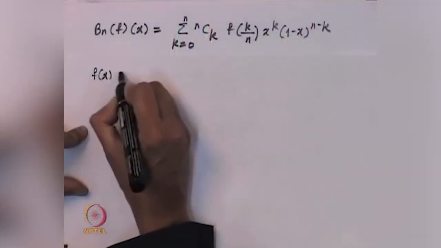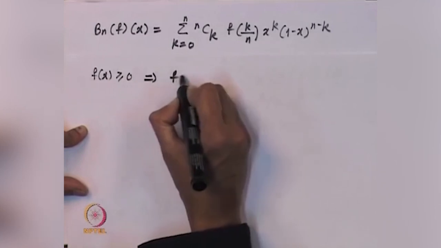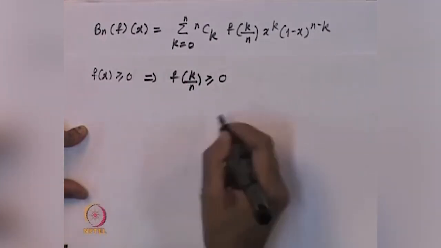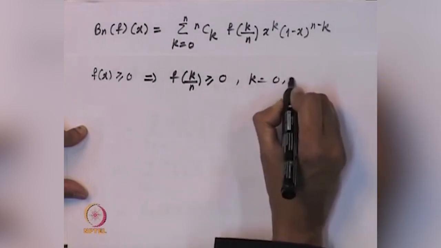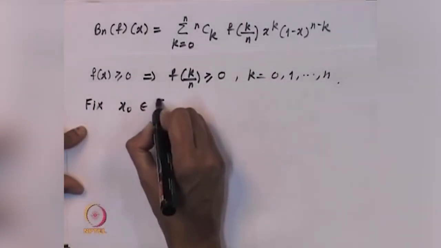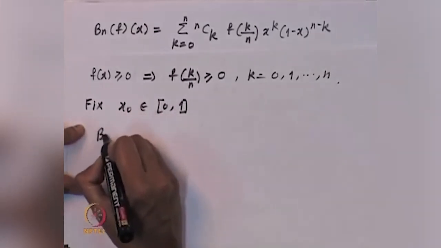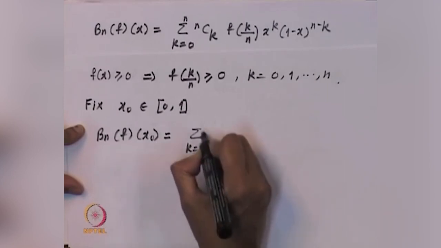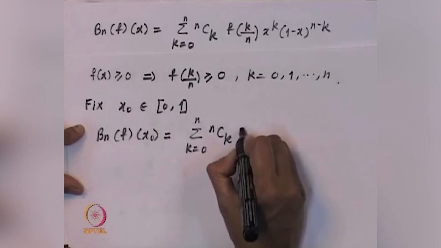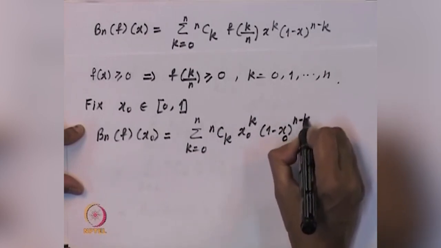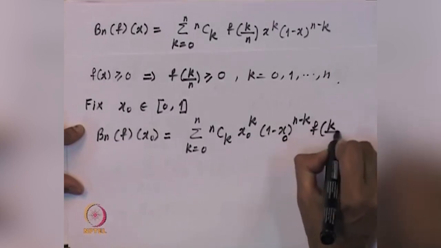If that is the case, f x bigger than or equal to 0 will imply that f of k by n is bigger than or equal to 0 for k equal to 0, 1 up to n. If I fix x 0 in the interval 0 to 1, then b n f at x 0 will be summation k going from 0 to n, n c k, x 0 raised to k, 1 minus x 0 raised to n minus k, multiplied by f of k by n.